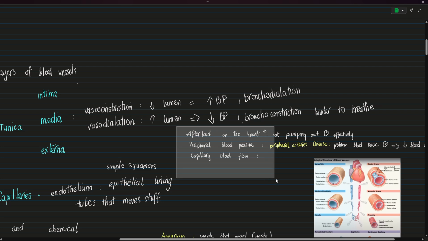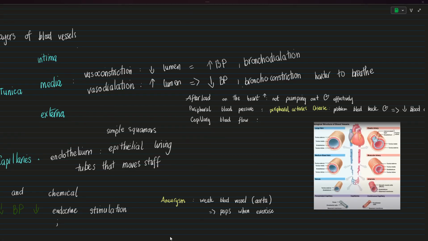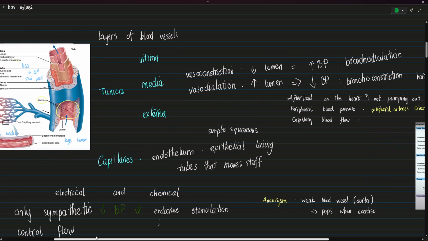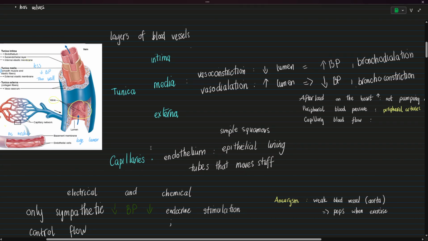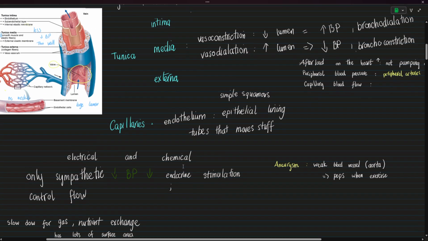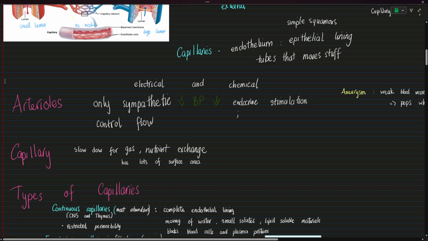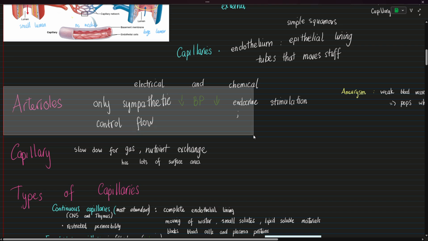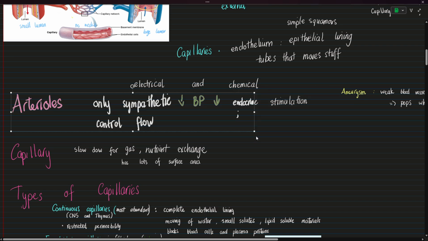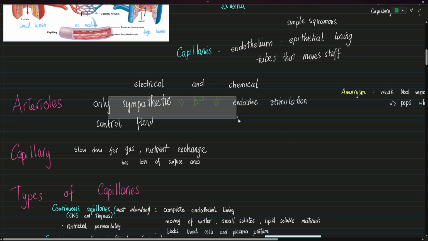It is also affected by afterload, peripheral resistance, and capillary blood flow. The capillary doesn't have any wall layers or muscle. It just has the epithelial lining, in order to exchange gases and nutrients. So arterioles are affected by the sympathetic system, which can lower the pressure, and the sympathetic system is related to endocrine stimulation of the hormone.